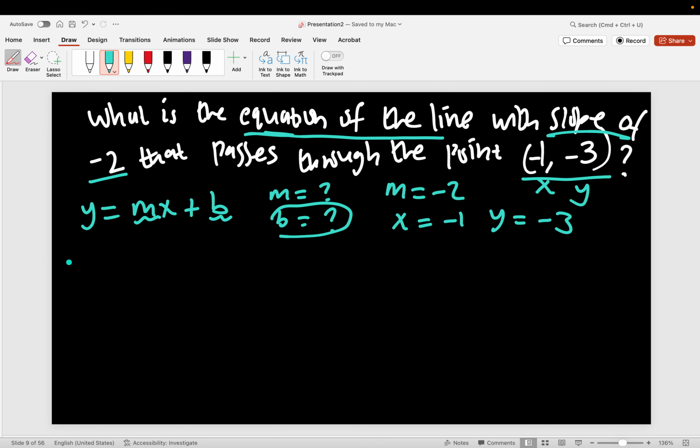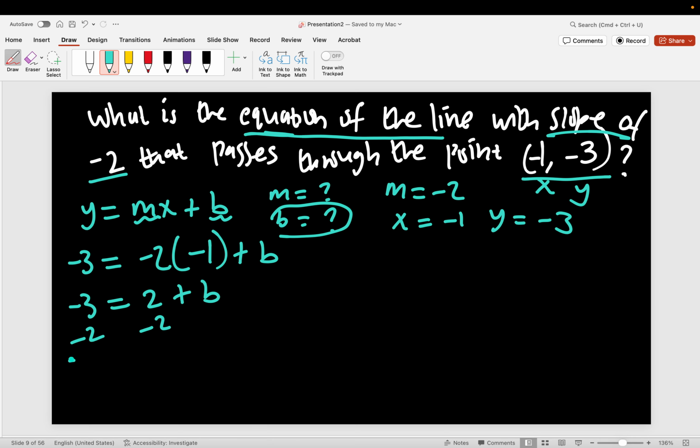Instead of y, I'm going to put -3. Instead of m, I'm going to put -2. And instead of x, I'm going to put -1. And I'm going to add all of that to b. Now -2 times -1 is 2. And now I'm going to subtract 2 from both sides of my equation. So my b is equal to -5.